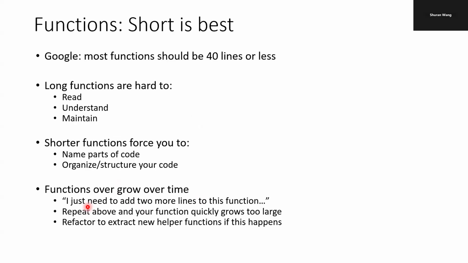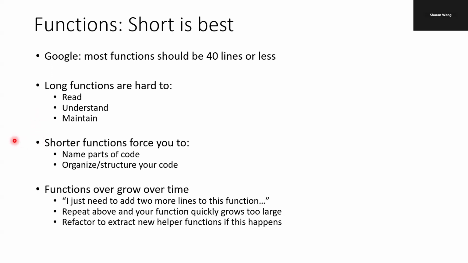Functions, variable names, temporaries. First, functions. You need to make your functions short. Most functions should be 40 lines or less, according to Google. And in your milestone, we'll ask the user to check whether your functions can be kept within one screen. If it has to be more than one screen, you will need a very good reason for that. Long functions are hard to read, understand, and maintain.